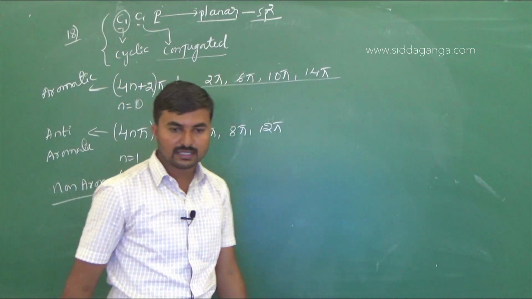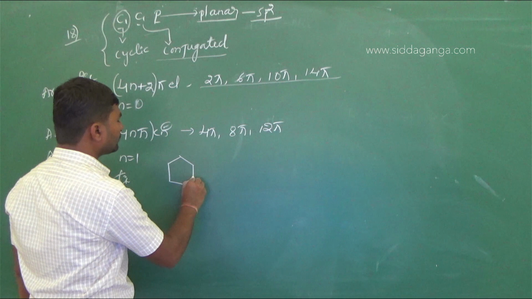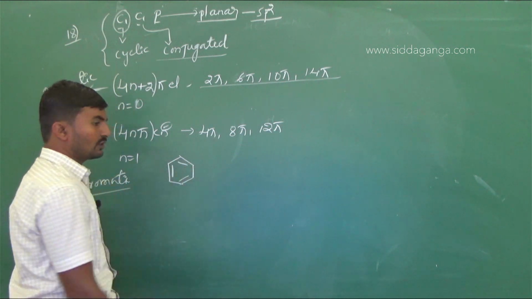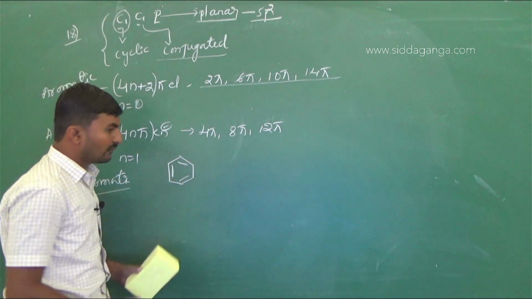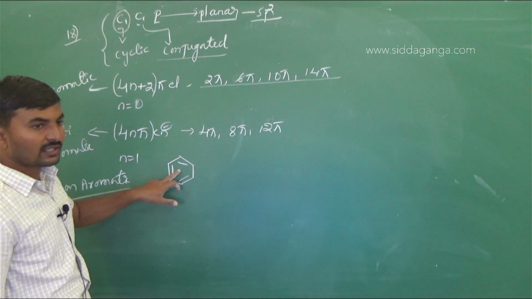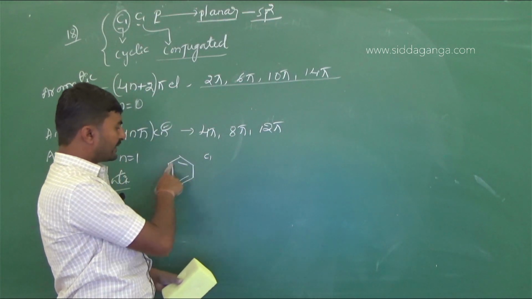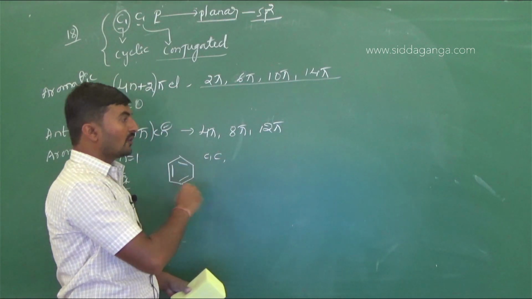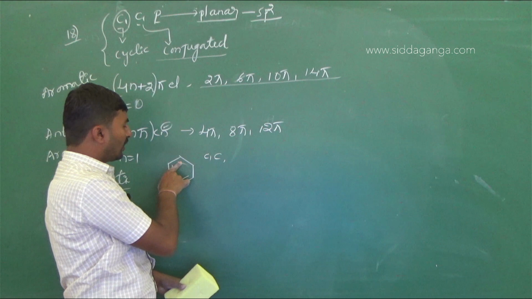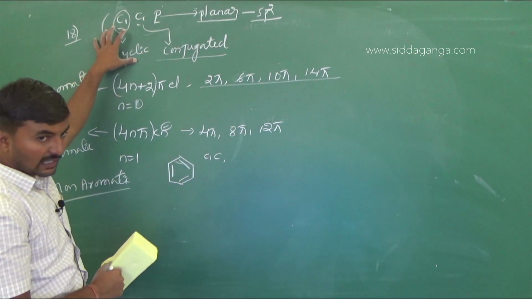What are the examples they have given? First, benzene they have given. As we are well versed with the structure of benzene, first we have to look into the possibilities. It is having a cyclic structure. Yes, it is cyclic. Followed by conjugated, alternate single and double bonds are there. Followed by planar, all the carbon atoms are sp2 hybridized. Yes, all the three conditions are satisfied.